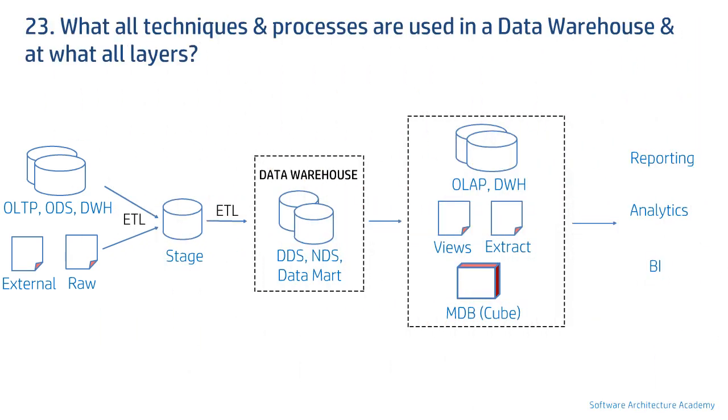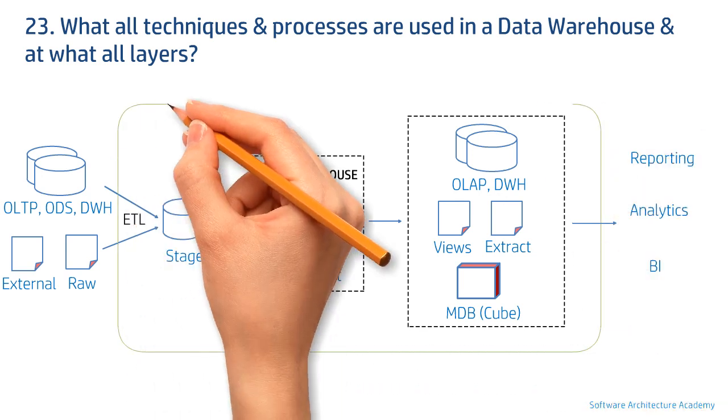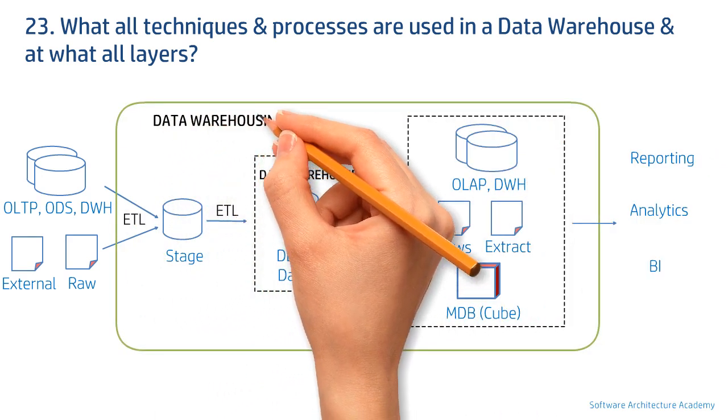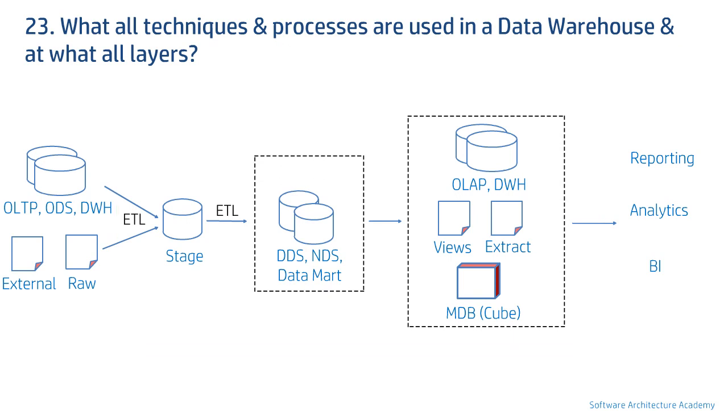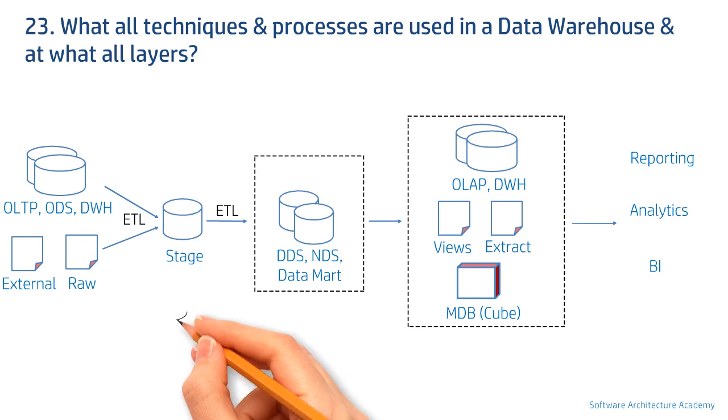So what is data warehousing? In simple terms, it's the process to build a data warehouse. Where exactly does it fit into this picture? Right here. All these layers are a result of data warehousing. We will now understand what all actions are performed at every layer during data warehousing.